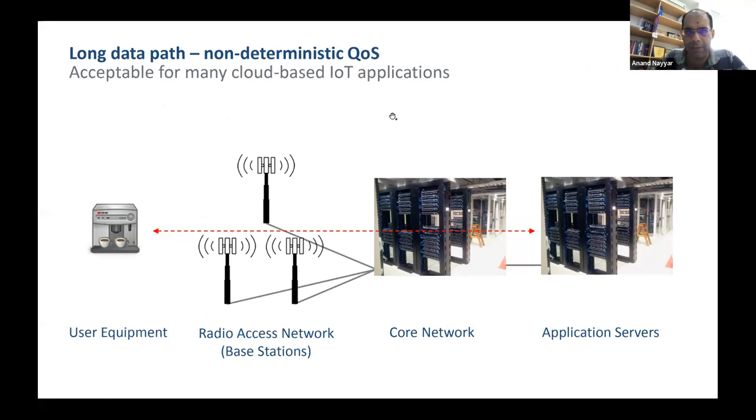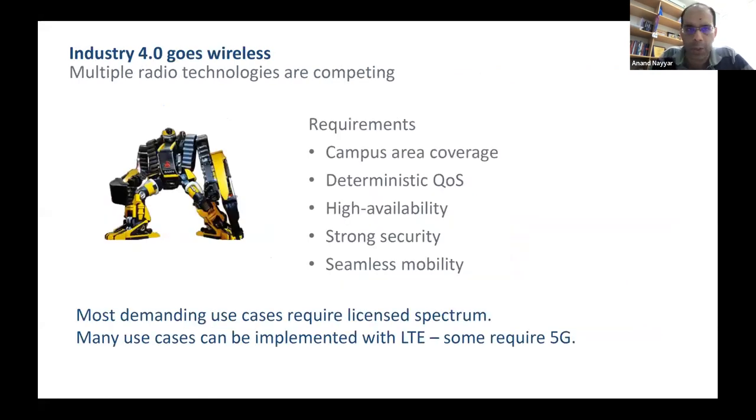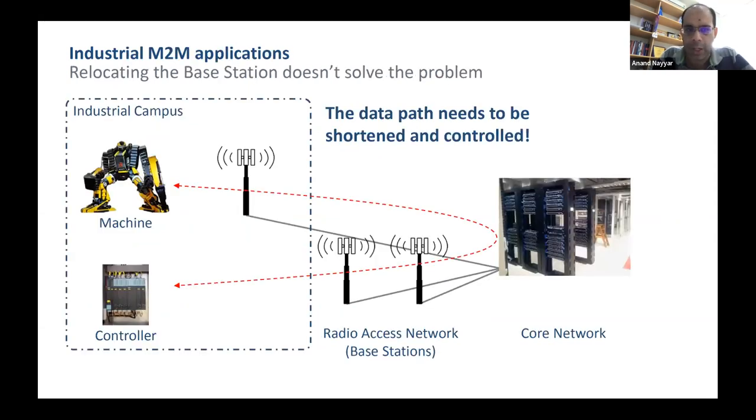But now, everybody, we have the long data path. That's the problem, which you can see is not very acceptable. But with Industry 4.0, you can see that we can add more applications in terms of requirements for campus area networks and seamless connectivity, one of the best real-time applications. So this is how you can improve.